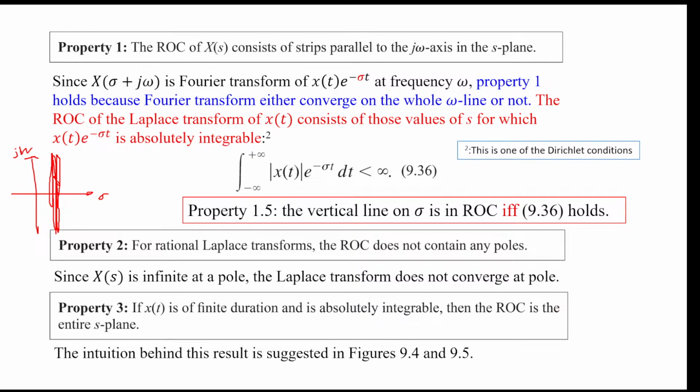And now we have about 4 properties that tell us about the shape of the ROC. The first property says that for a lot of functions, the ROC is actually the entire s-plane. So the Laplace transform actually converges very nicely on those. That's for when x of t is of finite duration and is absolutely integrable. And that means x of t kind of looks like this.